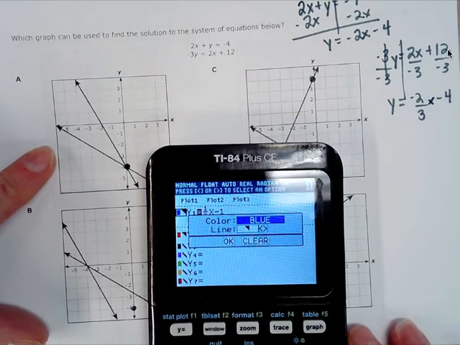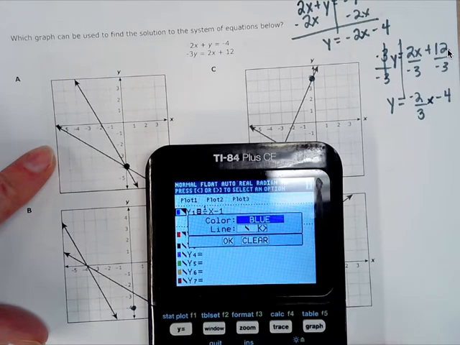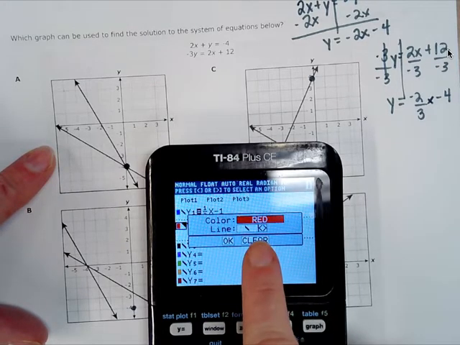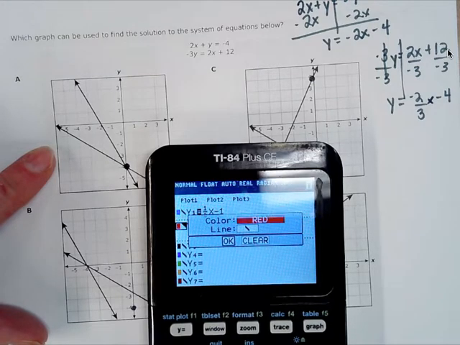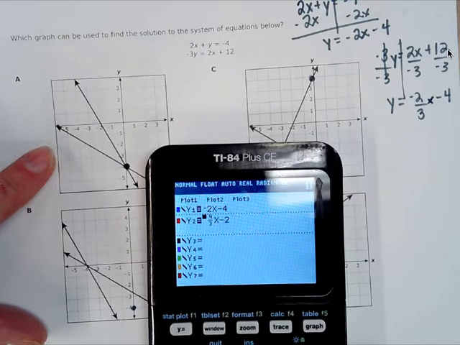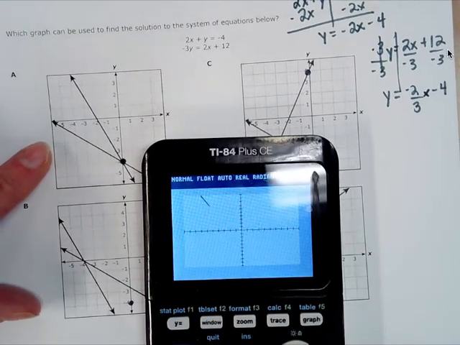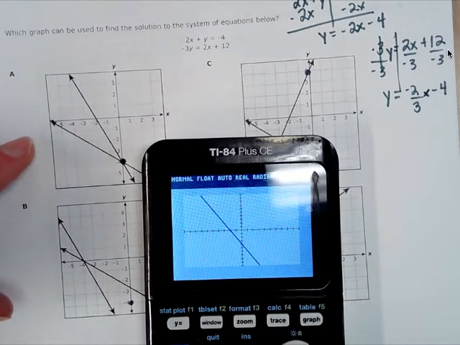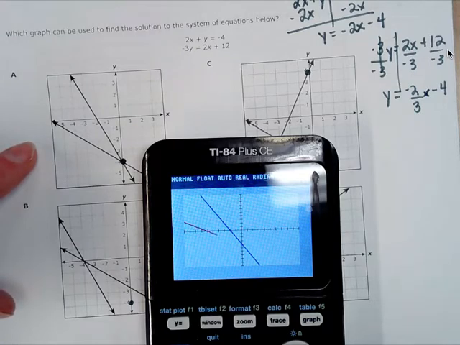I do need to go back and clear this. I'm going to change it back to a line. And then okay. I'm going to go back over here. Change it back to a line by arrowing left or right. I went left. And now change these. Negative 2x minus 4. And negative 2 over 3x minus 4. And then graph. So if they have the same y-intercept, they should cross at that y-axis at the same point.